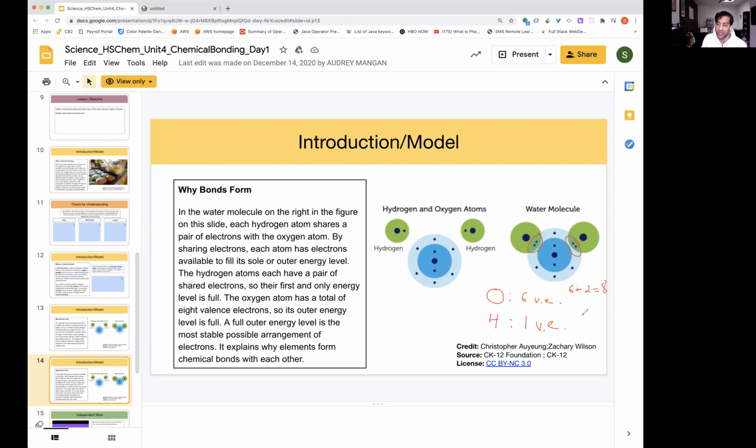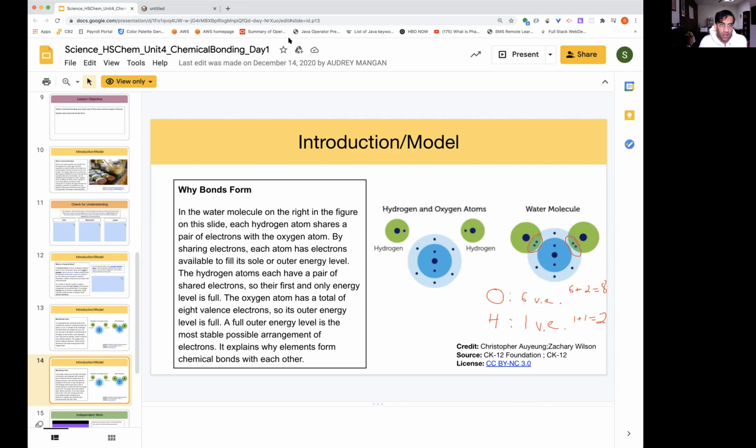And each hydrogen atom there takes 1 electron and is sharing that. And so it gets 2. And so through this sharing process, both hydrogen and oxygen have their valence shells or outer shells completed. Now, this is an example of the second type of bonding, which is called covalent bonding.